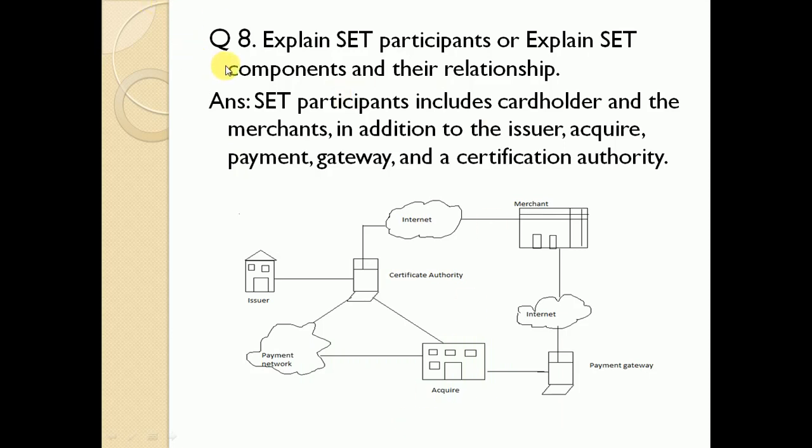Next we will see question number 8. Explain SET participants or explain SET components and their relationship. So SET participants include the card holder and the merchant, in addition to the issuer, acquirer, payment gateway and certificate authorities. As you can see, this is a SET component diagram where the issuer is there, who will issue the certificate authority to the internet and the merchant will receive that. Payment gateway is there, acquirer payment network is there.